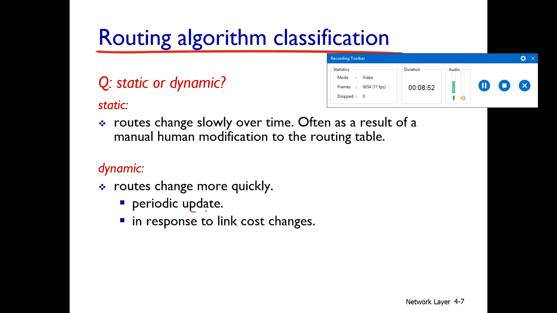A dynamic algorithm can either run periodically or in direct response to a topology change, when there is a link change or when there is a breakage in the link, then it will run. So it is more responsive to the network changes and it is more susceptible to problems such as routing loops or oscillations in the routers. And this is another way of classifying the routing algorithms.